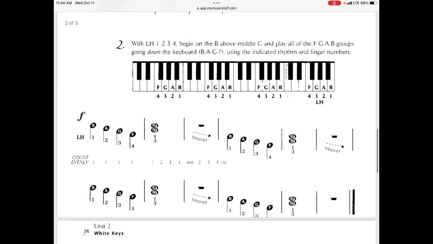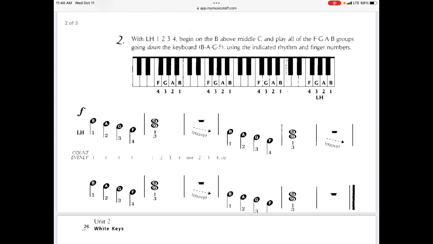Now we are going to work on number 2. Number 2 is with your left hand. As you can see, you are going to be above middle C to start. So your thumb will be on B.